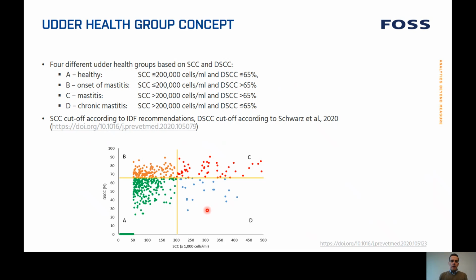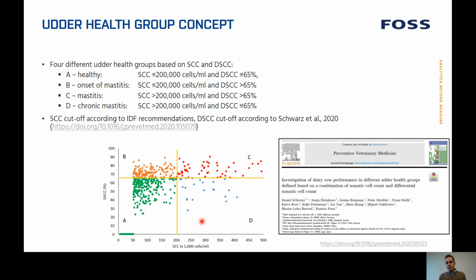The SCC threshold of 200,000 cells per milliliter is based on recommendations by IDF. In terms of the DSCC threshold, we have done some so-called optimal cut point analysis in the study from Canada and identified 65% as ideal there.